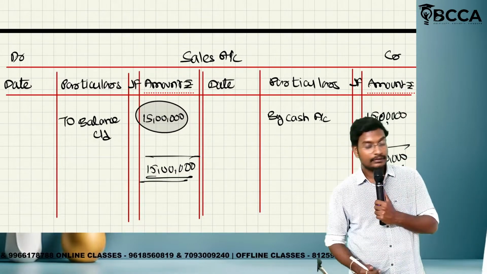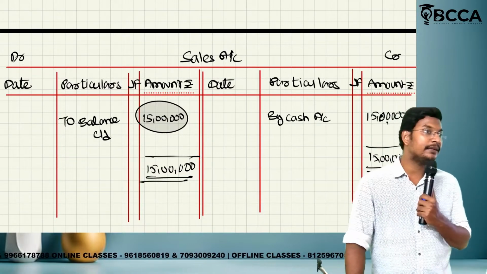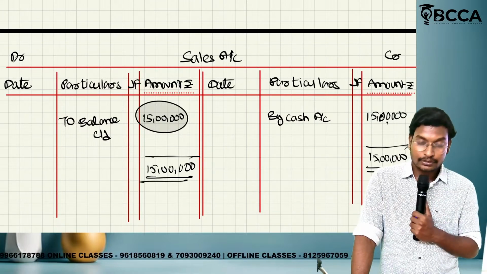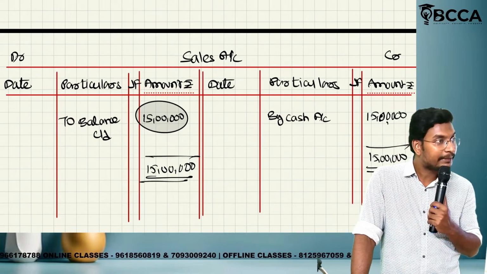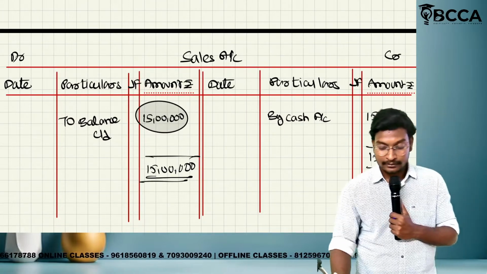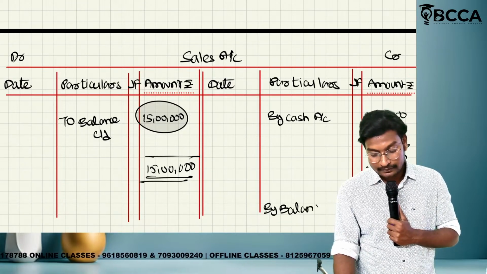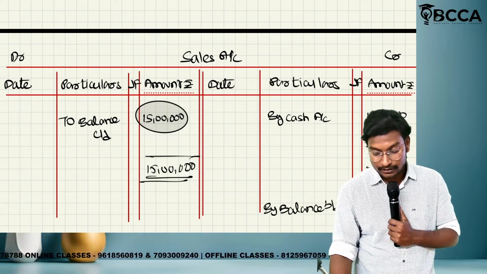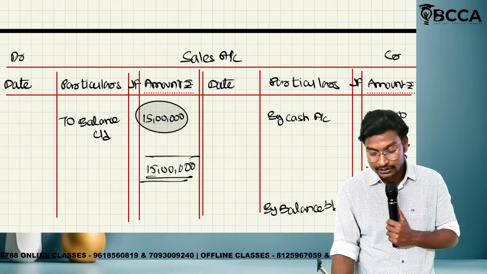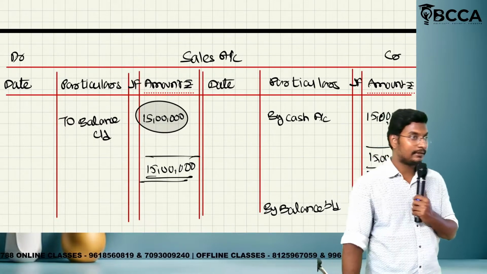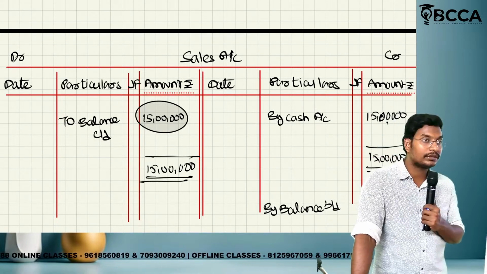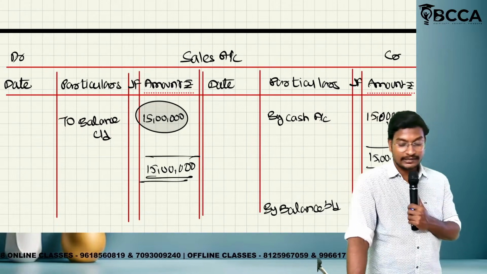So that means this account is showing the debit balance or credit balance? Credit balance. So we need to bring it forward onto the debit side or credit side? Debit side. By credit side, sorry. By balance brought down. How much? 15 lakhs. This account is showing the credit balance. So this is how we need to post the ledgers. So please take a note of it.